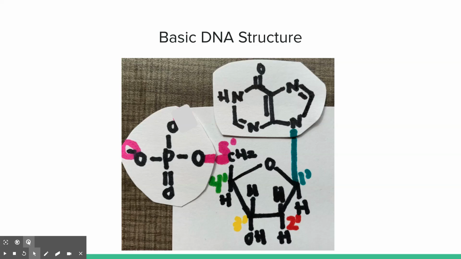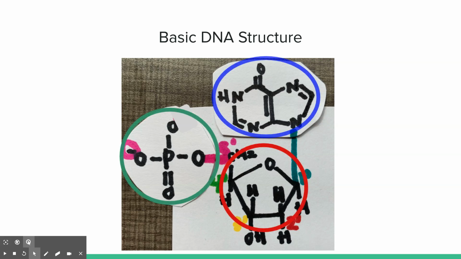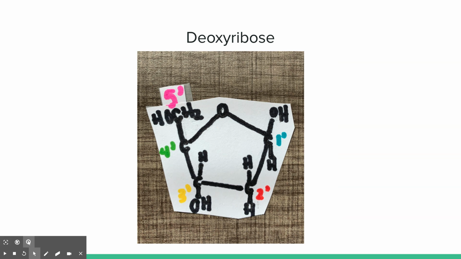Here is a diagram of a nucleotide, which is the basic building block of DNA. They contain a phosphate group, a 5-carbon sugar called deoxyribose, and a nitrogenous base. Let's take a closer look at deoxyribose.